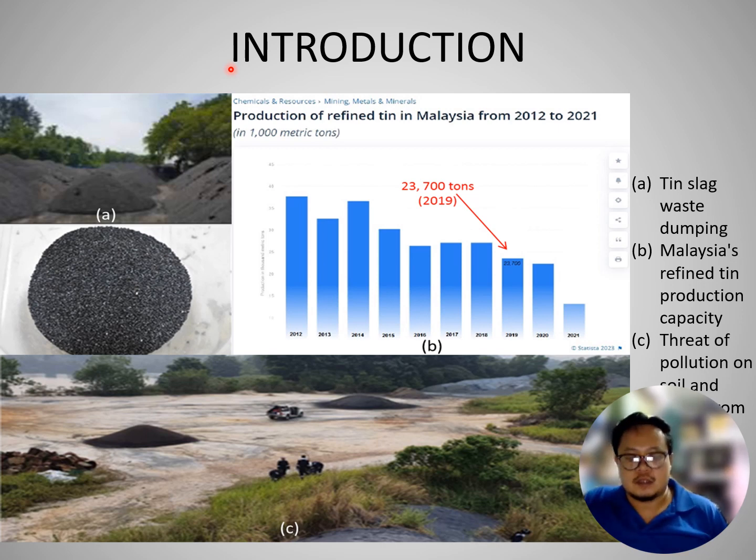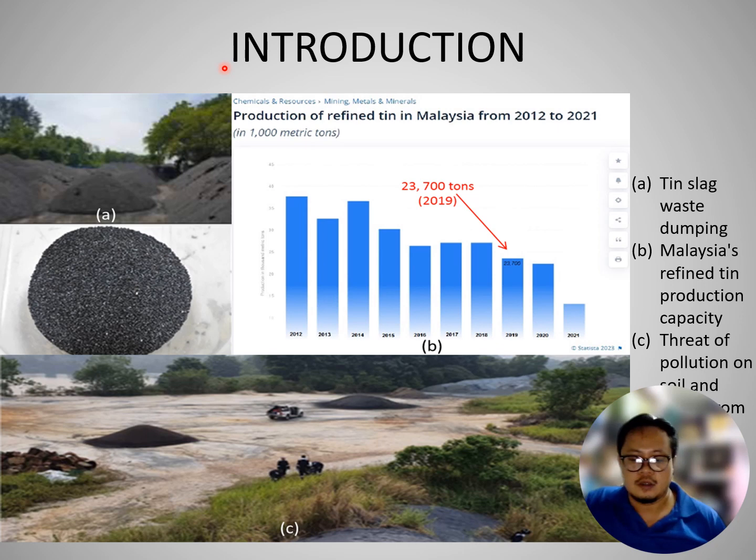First, tin slag is an industrial waste from the tin smelting industry. Most of the tin slag waste is dumped in a controlled area due to its hazardous effect. Malaysia used to be one of the largest tin manufacturers, but now we can say that Malaysia is one of the tin production countries. Actually, according to a report, Malaysia has produced about 23,700 tons of refined tin.